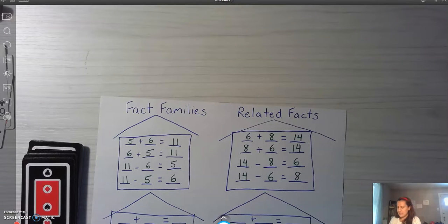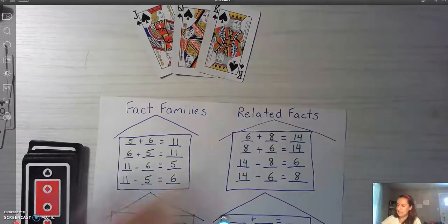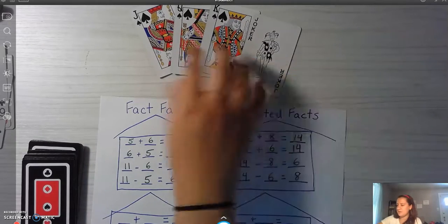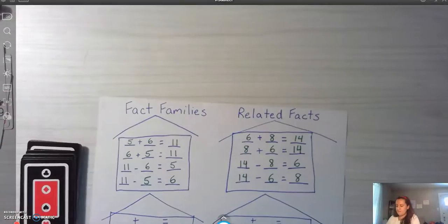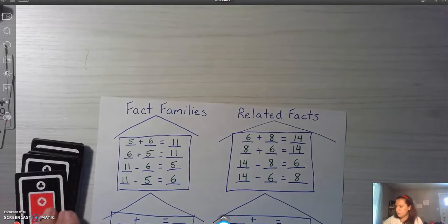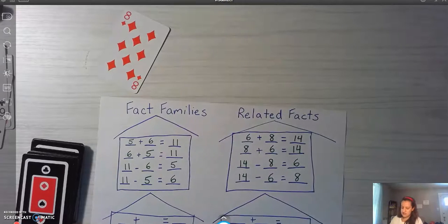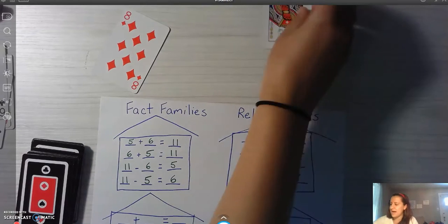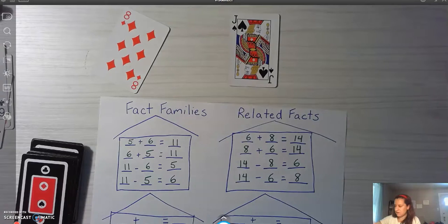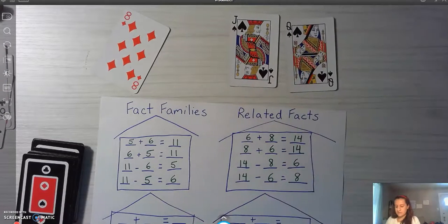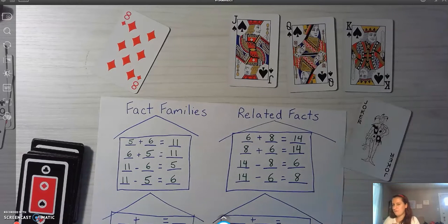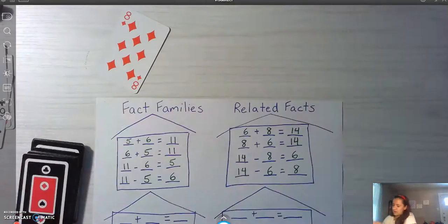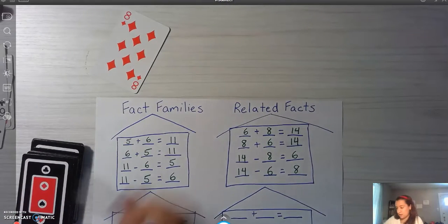Now, if you would like to make it harder at this point, I have not been using the face cards. That is the Jack, Queen, King, and I have not been using my Joker. So if you want to make it harder, if you need a challenge, if you're ready for it, pull one card, 8, and one of the face cards. Now my Jack represents 11, my Queen represents 12, my King represents 13, and can you guess what the Joker's going to represent? 14.